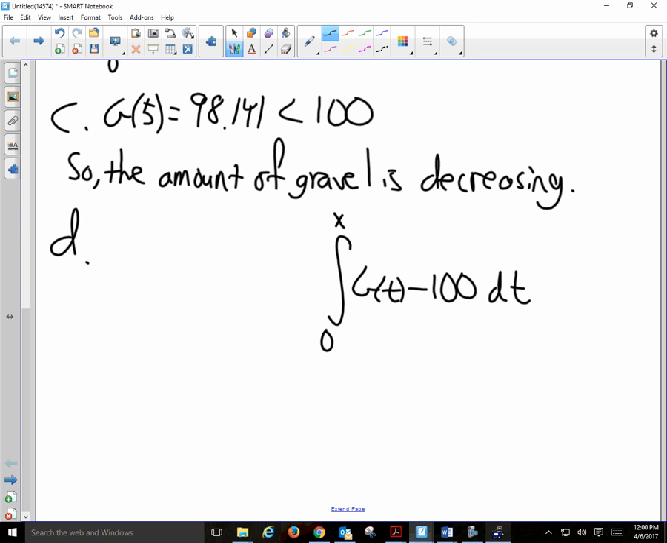Okay. So this is asking for a maximum. If I want to find a maximum, that's where the derivative changes from positive to negative. If you take the derivative of this expression, what goes away? Yeah, you're just left with g of x minus 100, right? Let's find out where that's equal to 0.